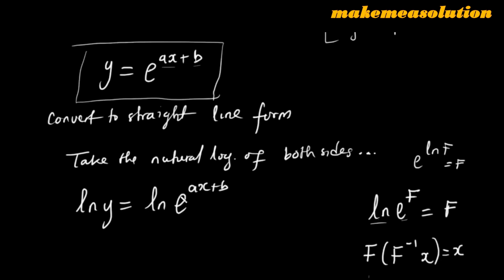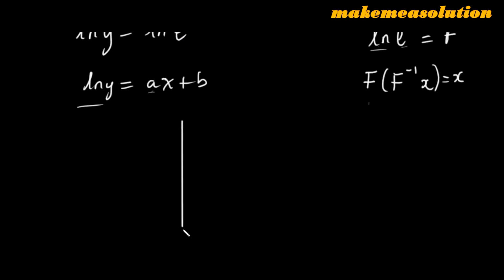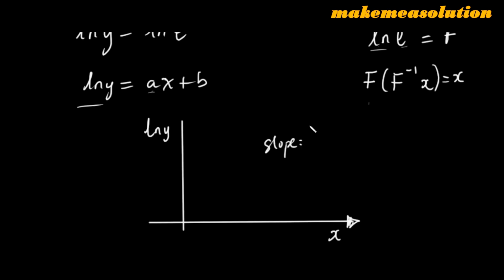So with that explanation in mind, ln y is equal to ln e to the ax plus b gives me ln y is equal to ax plus b. So have you seen how we have transformed this into something is equal to something times x plus something? So if I want to plot this, on the y-axis, instead of plotting values of y, I'll plot the values of natural logarithm of y, while on the x-axis, I'll still retain values of x. Then the slope will be attributed to a, and the intercept will be attributed to b.